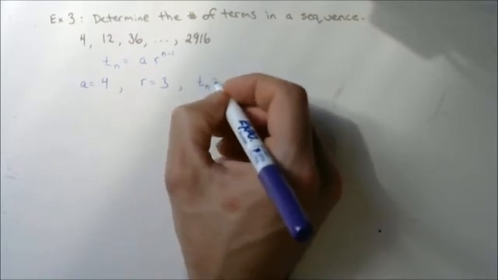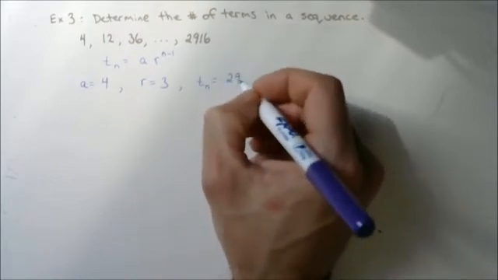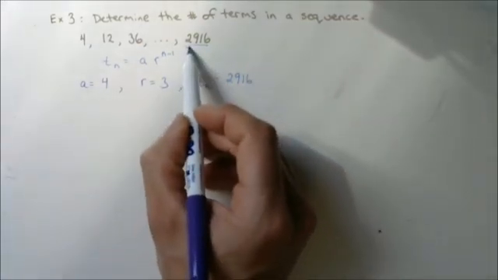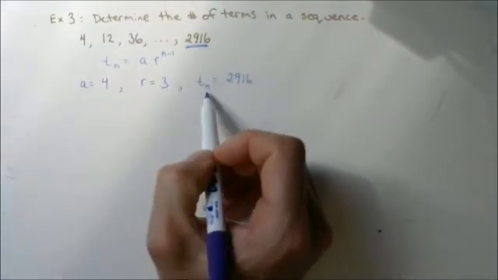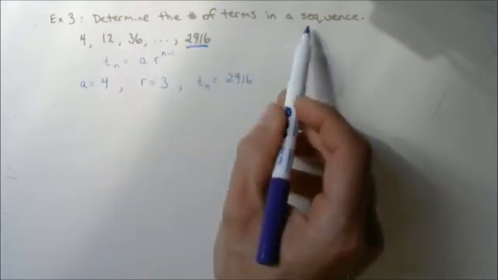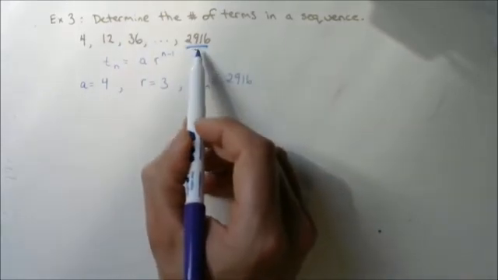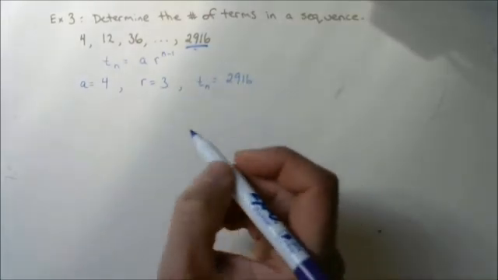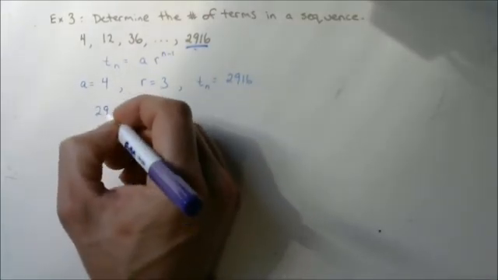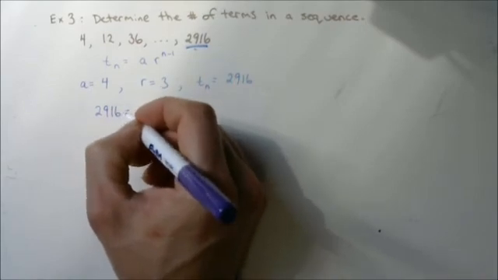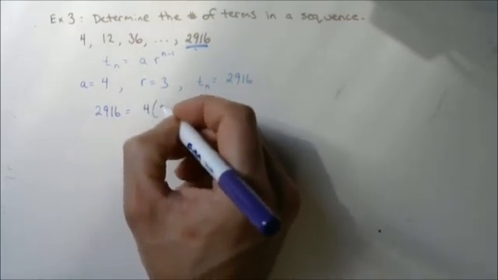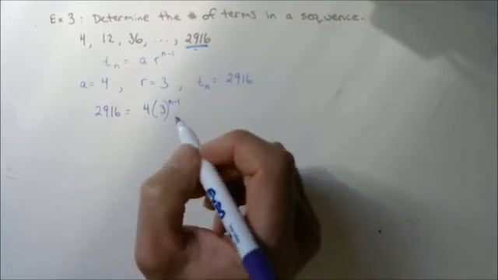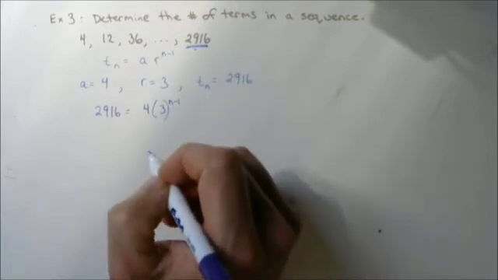And I know t sub n, the value of the last term, right? If this is the last term, then that term number is the answer that we're looking for. The number of terms in the sequence is this term number, okay? And its value is 2916. So here we go. We just sub in what we do know to find what we don't know, which at this point is the value of n, okay?